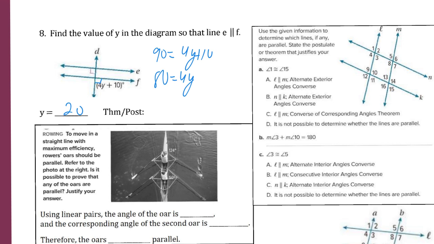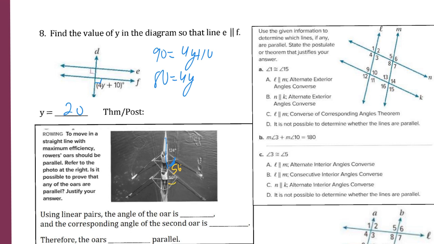Now the next one says, if you've got this rowing, the question is, are these oars parallel to each other? And you're like, I don't know. They kind of look like they aren't. And the truth is they are not. So this is a straight angle here. If you find this, you would notice that this is going to be 56 degrees here. If you subtract 124 from 180, you would get 56 degrees.